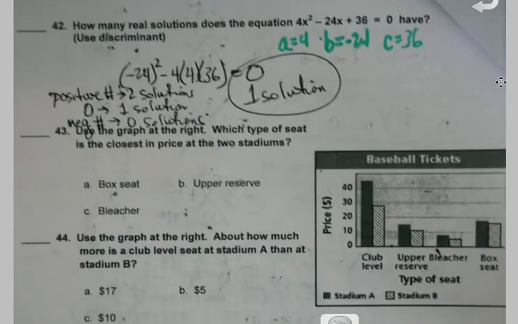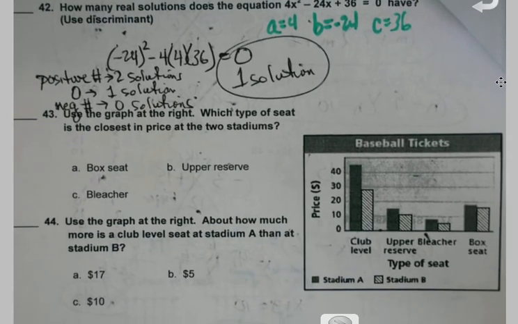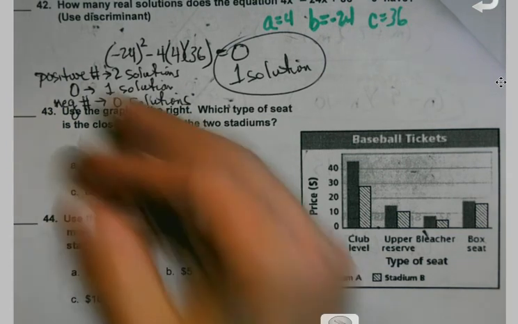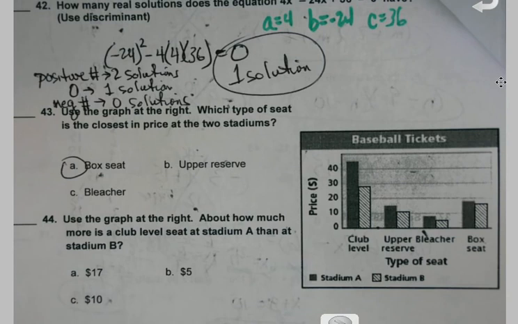So then let's see what else we got here. Use the graph to the right. Which type of seat is closest in price at the 2 stadiums? In other words, which one has the bars that are closest in size? Which has the darker and striped bars that are closest in size to each other? Box seats. That's all I need.